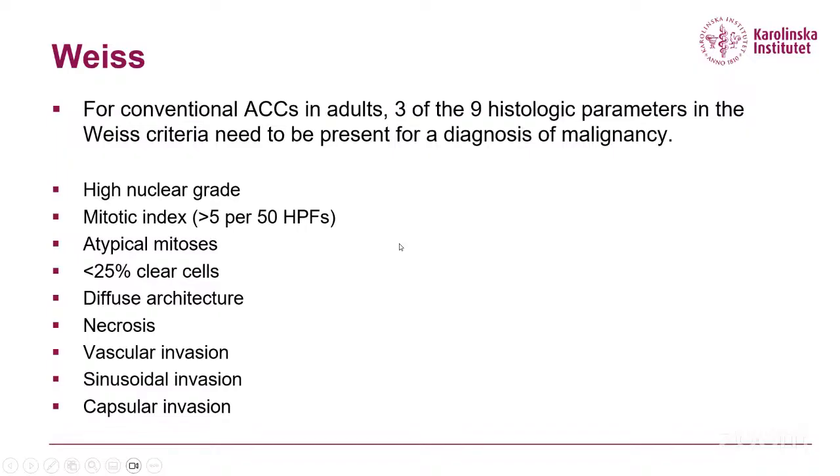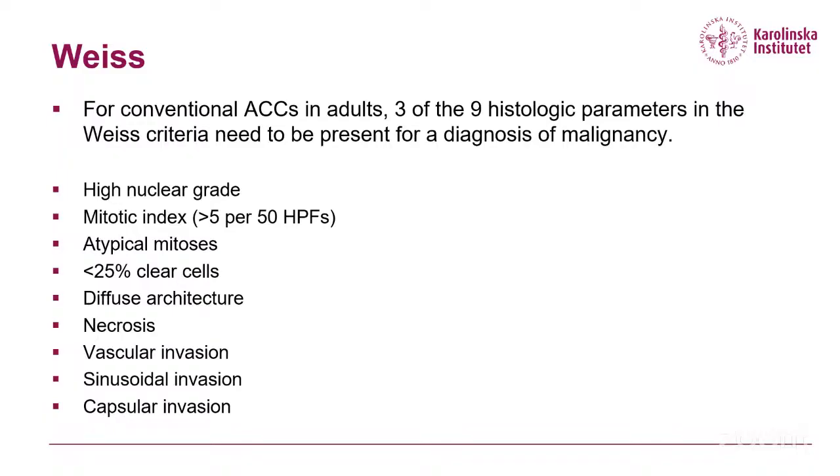So the Weiss criteria, most of you who diagnose adrenocortical tumors know this by heart. You need 3 out of 9 histological parameters to diagnose ACC. There is no immunohistochemistry, there's no genetics, there's only morphology and histological parameters here. So you can clearly see that they put a lot of effort into the proliferation grade through the mitotic index and the presence of atypical mitoses, and also necrosis.